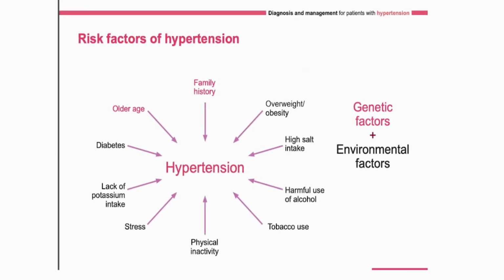Risk factors of hypertension. Risk factors of hypertension are advanced age, genetic link or family history, obesity or overweight, high salt intake, harmful use of alcohol, tobacco use, physical inactivity, lack of potassium intake, diabetes, and dyslipidemia. If you have any associated conditions such as diabetes, the risk of hypertension is even higher.